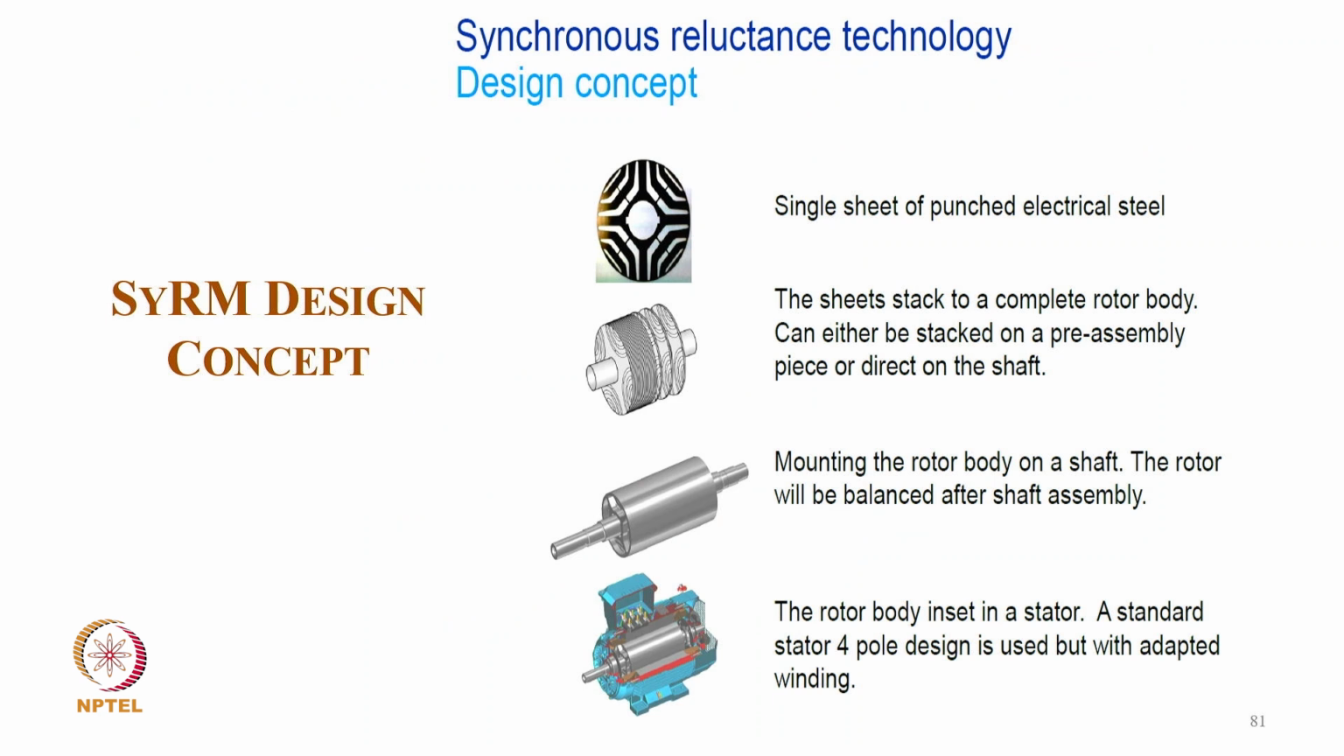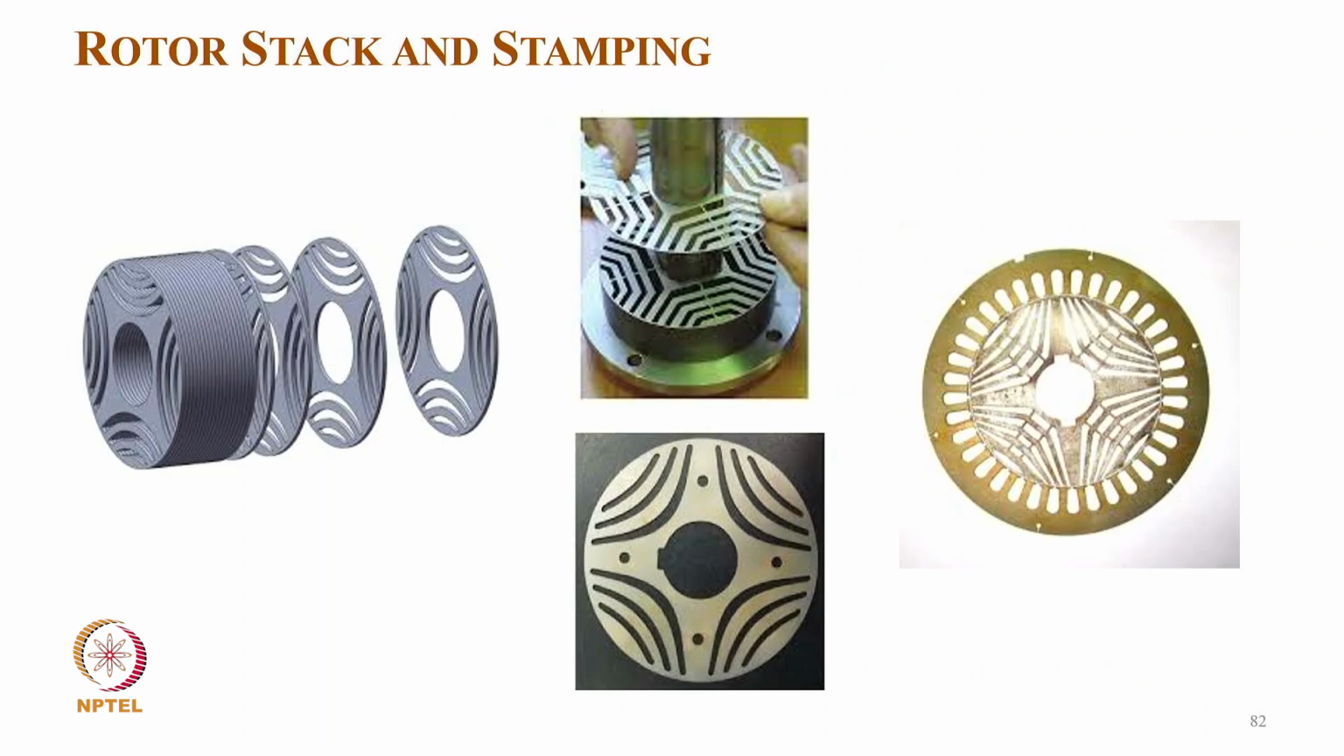And you can see here the design concept typically in these motors. A single sheet of electrical steel is punched. The sheets are stacked to complete the rotor body, which can either be stacked as a pre-assembled piece or directly on the shaft. After mounting the rotor body on the shaft, the rotor is balanced after shaft assembly. The rotor body is then inserted into a stator; a standard stator of 4-pole design is used, but with an adapted winding.